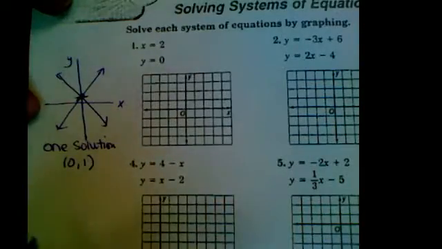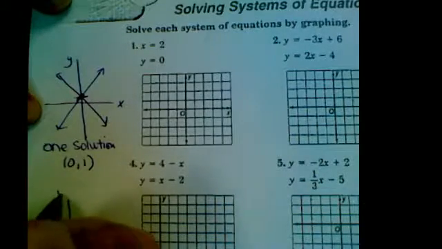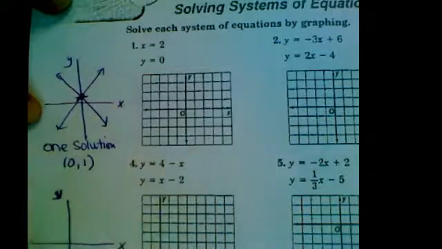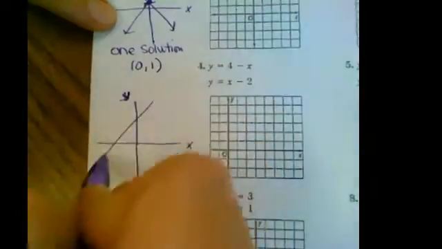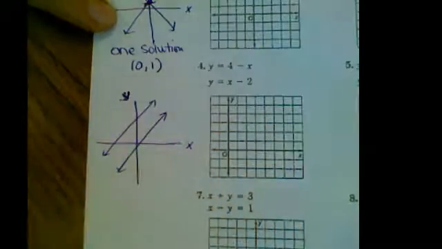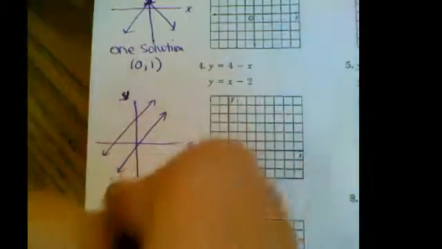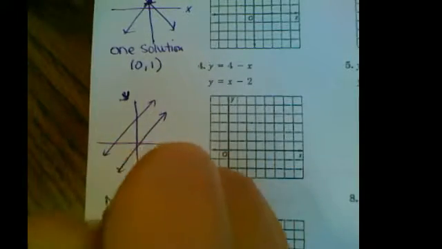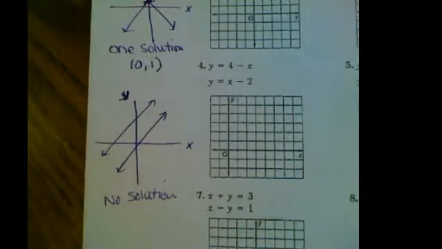That's one option. The second option is that you have a graph, and your lines don't cross anywhere. They're parallel. There are no points that they have in common like the one we did up here. And so we're going to call that no solution, as in they do not cross.